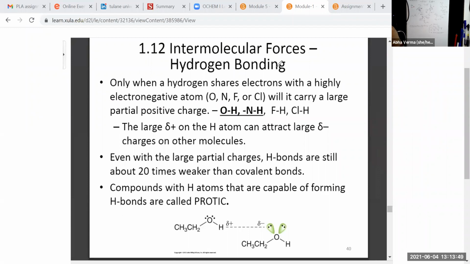So this delta positive can attract other partial negative charges. So I'm going to write R here. R generally means alkyl groups. So let me see if I have another molecule, ROH. So this will be attracted to this, right, from another molecule. It may be the same molecule, it may be the other molecule also.